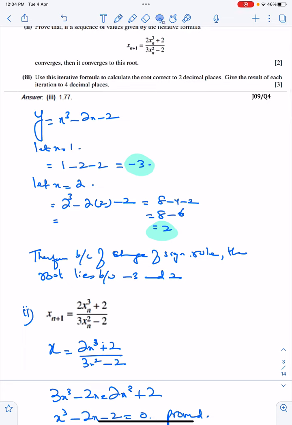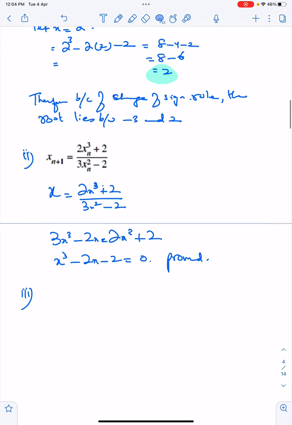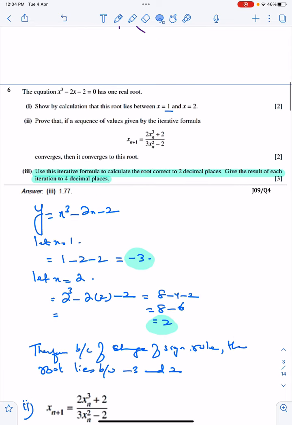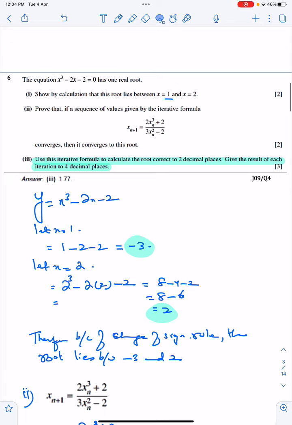Now for the third part of the question, it says use this iterative formula to calculate the root correct to 2 decimal places. Give the result of each iteration to 4 decimal places. What you have to do first is write down the iterative formula. Okay, and you have to use this iterative formula to get the root. Now in this question they have not given you the initial value. Generally they give you the initial value, with which value of x you have to start, but in this case they have not given you any initial value. If they don't give you any initial value, then you have to take the root between these 2 points, because you know that the root lies between these two. So generally we take the midpoint of these two.